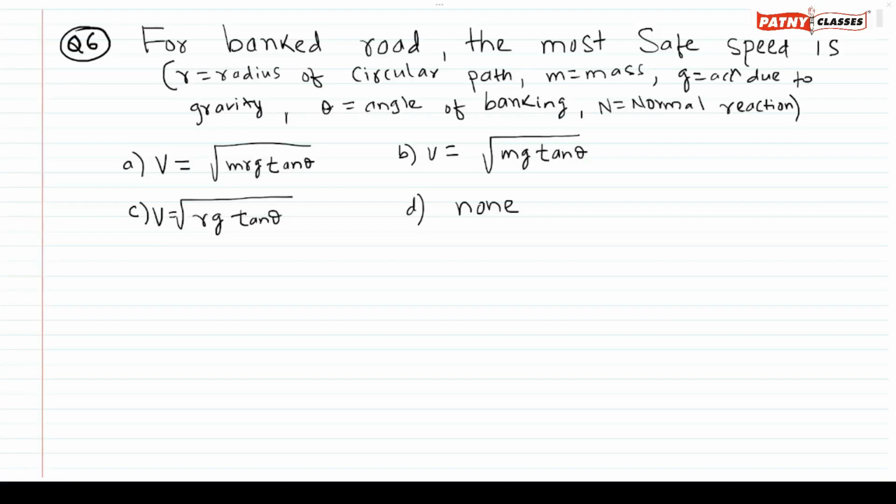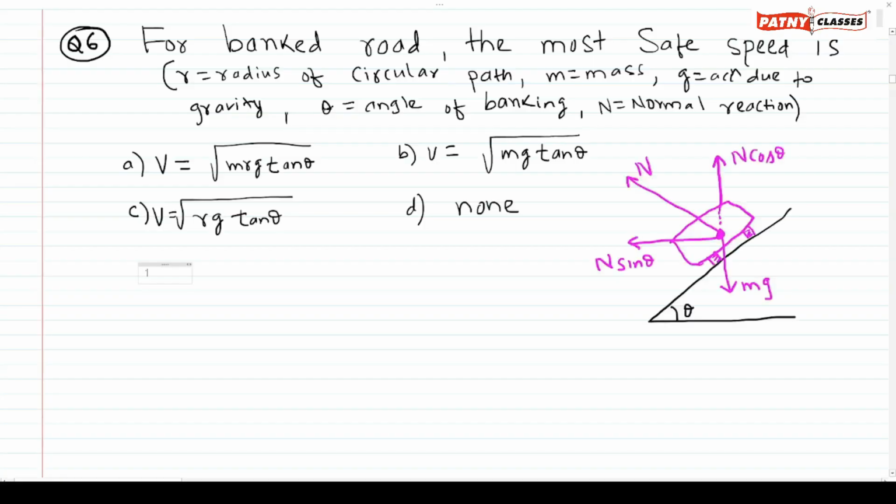Question number 6. For a banked road, the most safe speed is, where R is the radius of circular path, m is the mass, g is the acceleration due to gravity, theta is the angle of banking, N equals normal reaction. Option A, v equals under root of mg tan theta. Option B, v equals under root of mg tan theta. Option C, under root of rg tan theta. And option D, none. We have to select one correct option.